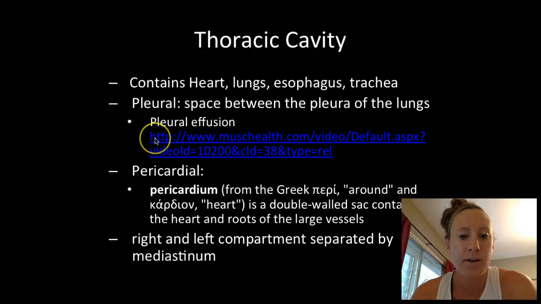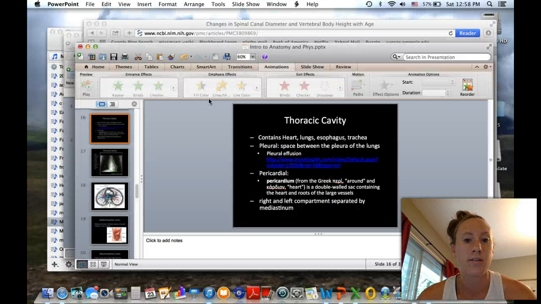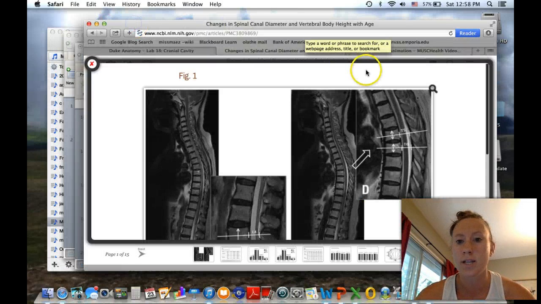Inside of there, you have a pleural space, which contains your lungs. You have a pericardial space or cavity that contains your heart. And then you have, obviously, two lungs. Those two pleural cavities, the right and left, are separated by a mediastinum. Now I have this quick little video on a pleural effusion, which is an abnormality in the pleura of the lungs. So let's take a look at that.